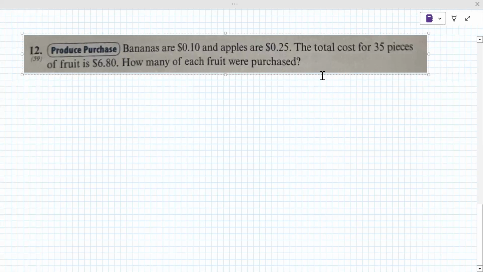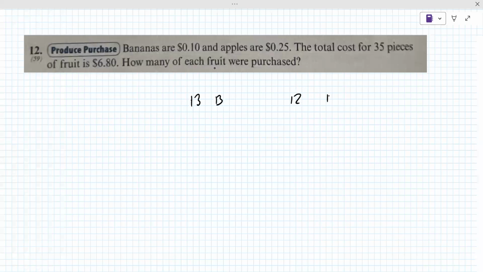Oh, I did 12. I got, hello? All right, you said you did this one? Sorry, I just want to make sure I heard you right. Okay. I got 13 bananas and 12 apples. Okay. Have you ever bought bananas or apples? I guess at the grocery store, yeah. These prices are not correct. Bananas are pretty cheap, but apples are not.